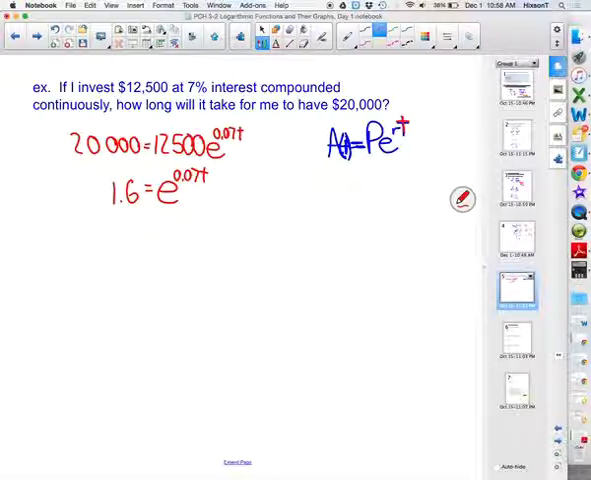I think most have gotten at least to this point here. Be careful when you set up your formula, don't overthink. Just identify the values and plug them in exactly where they're supposed to go. So this right here is your amount at time t. We don't know what the time is yet. This right here is our principal. This is the rate, and we would write it as a decimal, 0.07.